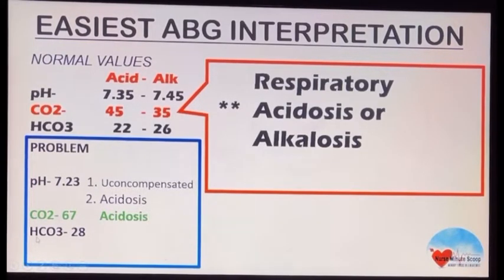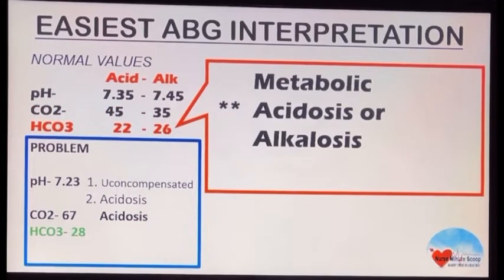Next, moving on, we're going to look at our HCO3. The HCO3 normal value is 22 to 26. For HCO3, it tells us if it's metabolic. And to know if it's acidosis or alkalosis, again, we'll look at their normal values. If it's less than 22, it's acidosis. If it's more than 26, it's alkalosis. So, looking at the problem, it's 28. 28 is more than 26, so it will be alkalosis.